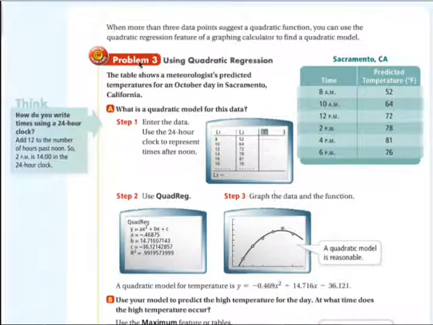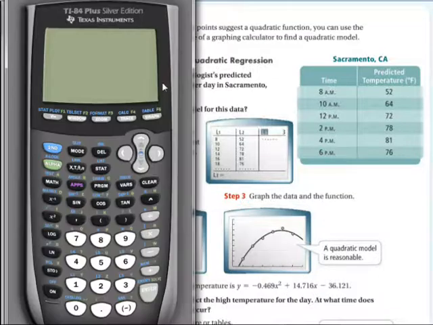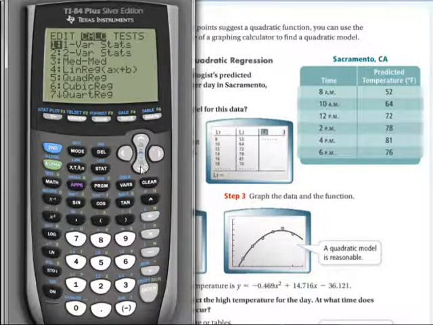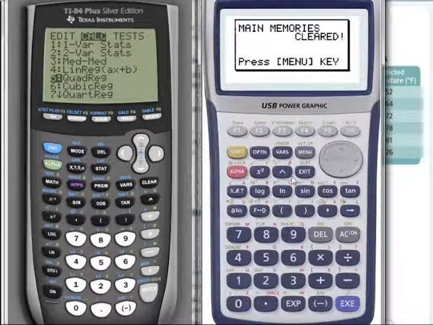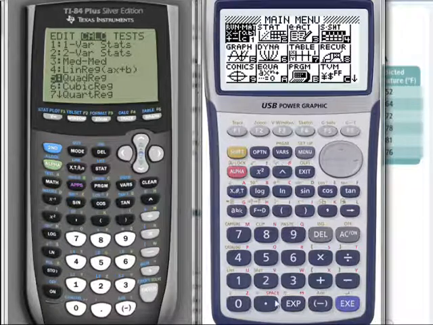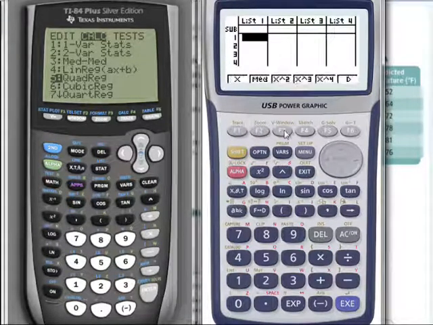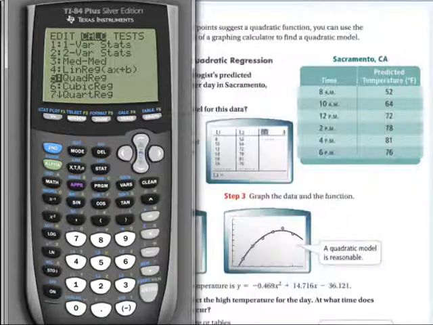So, using a quadratic regression, everything is the same as when we did linear regressions, except for just one button in your calculator. If you have a TI, when you go into the stat menu, after you put everything in and go to calc, you're going to go down to quad reg. If you have a Casio, when you go to the stat menu, after you put everything in, you hit regression, and you're going to hit F3 for x squared. That's it. That's the only difference. Everything else is the same.